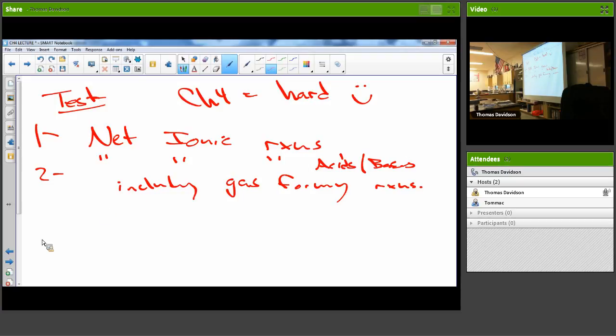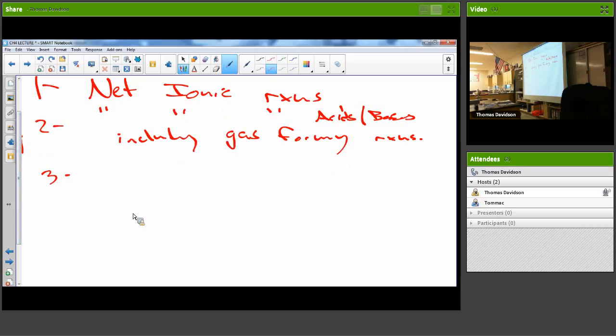Not number 3, but you also have to be able to write simple redox reactions. So not like the super complicated ones. We will certainly get to those, but that's in a chapter a long way away. You're welcome. Just basically you have to be able to identify what's losing electrons, what's gaining electrons. You all right with that?